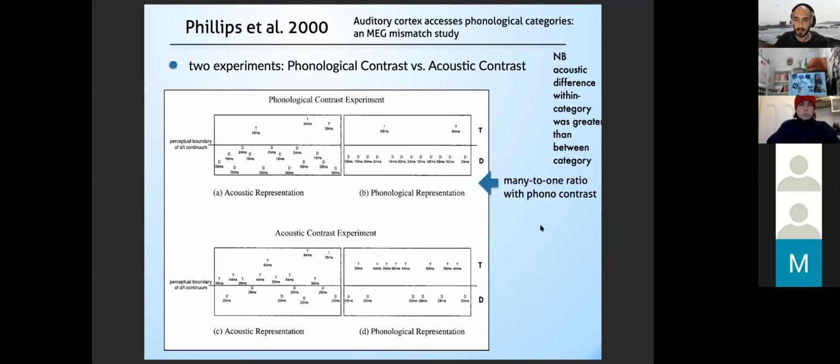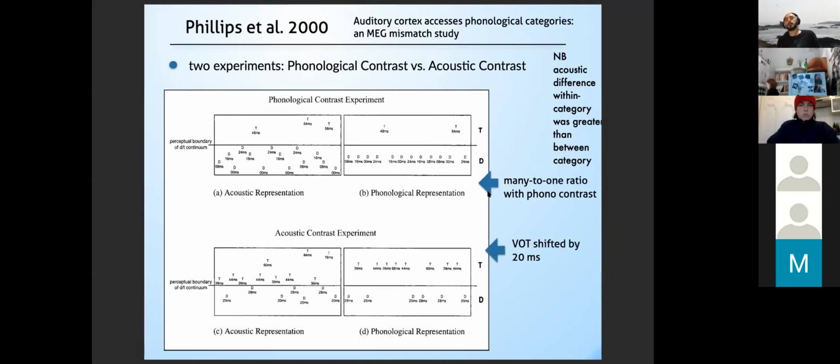Now, this is not relevant at this point. I mean, it is relevant, but the acoustic difference within category was greater. Okay, whatever. It does not really look so. I mean, you see the problem, right? So this D is as different from this T, 24 milliseconds, as it is from this, right? So yeah, whatever.